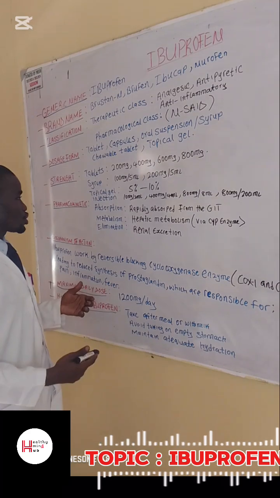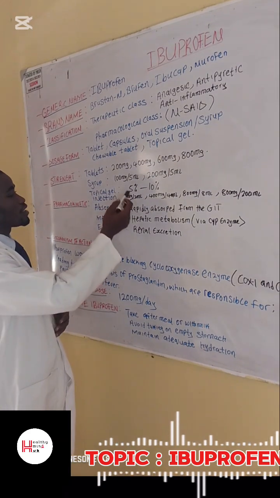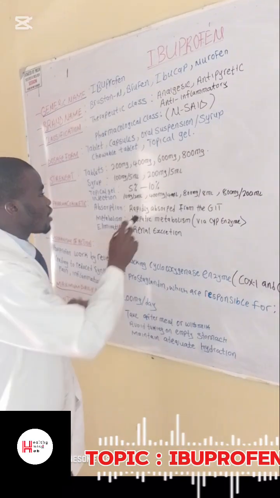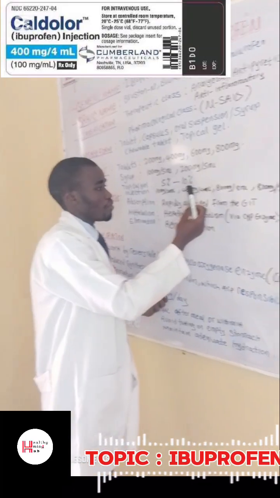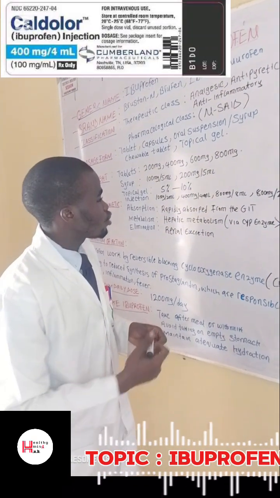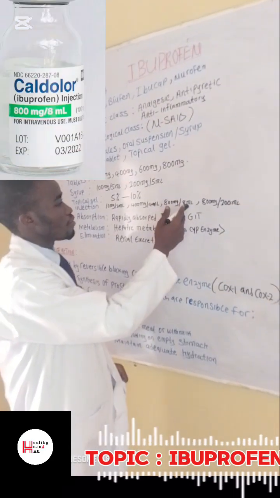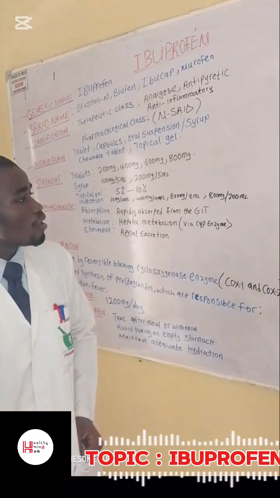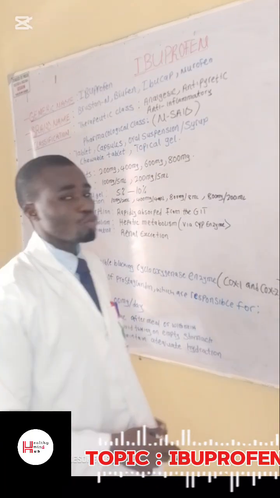And we also have injection of ibuprofen. The strength is 10 milligram per 2 ml, which is one ampoule. We have it in 400 milligram per 4 ml. And we also have it in 800 milligram per 8 ml. And we also have 800 milligram per 200 ml, which is an RTU bag.